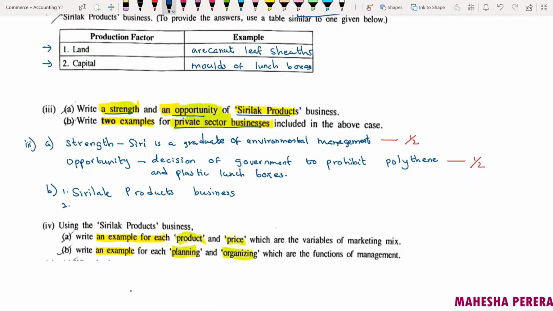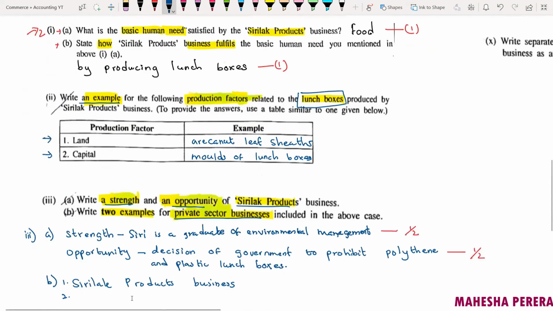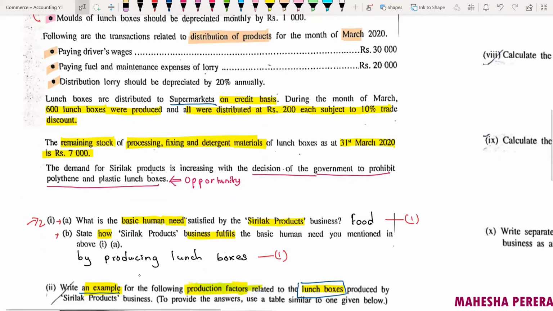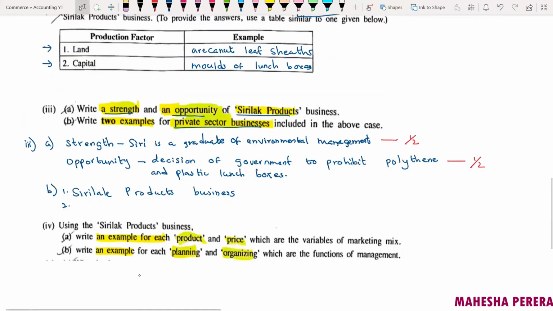Now, what's the other business? Now, when you check the case study, you will find out the lunch boxes are distributed to supermarkets. So even supermarkets, you can write as a private sector business, right? Because supermarkets normally do not belong to the government sector. Supermarkets. Okay, these are the private sector businesses, 1 and 2, right? The next question, using the Cyrillac products business, write an example for product and price, right?